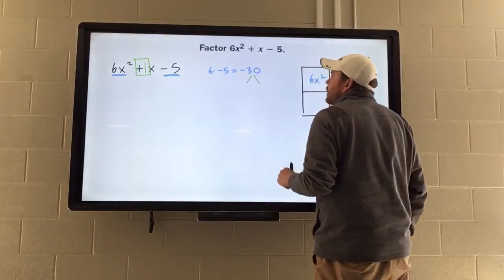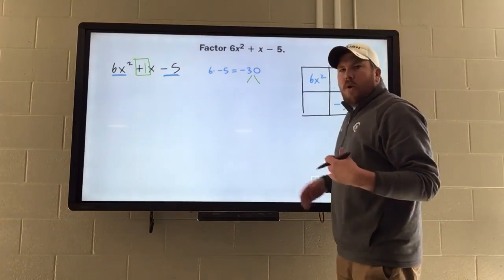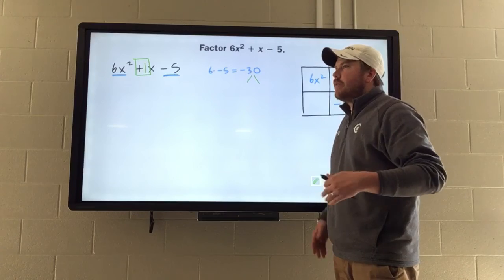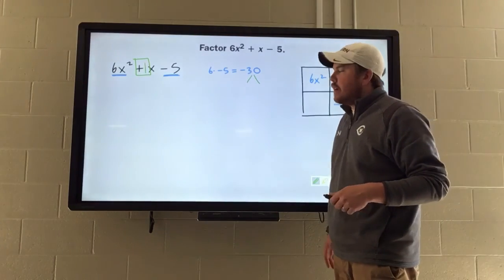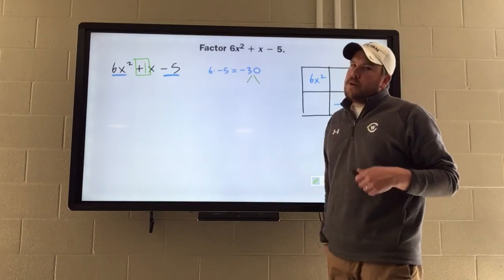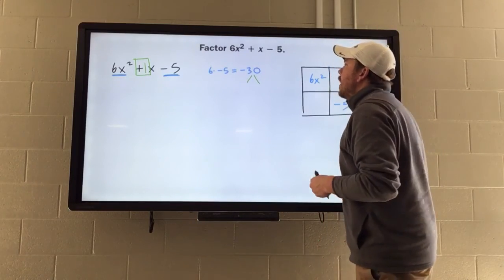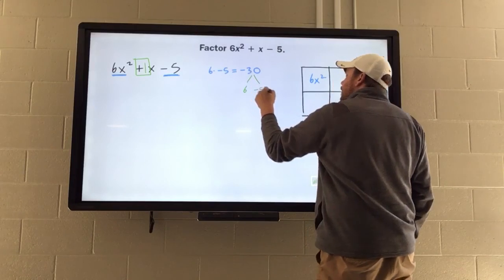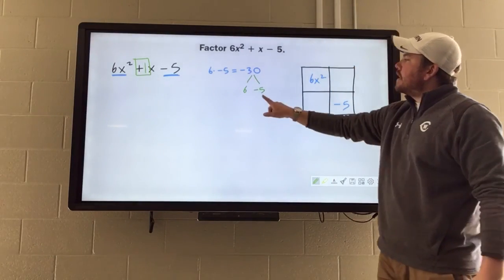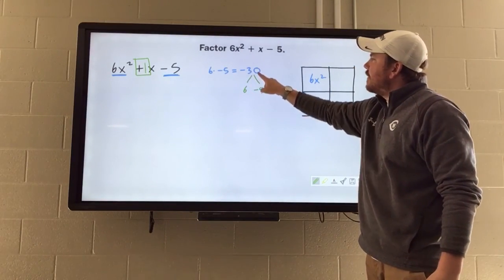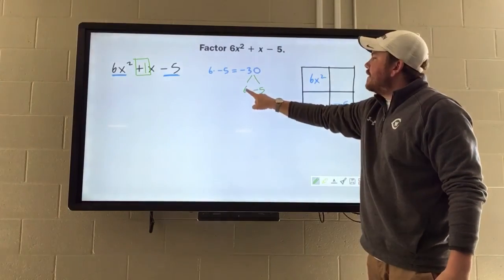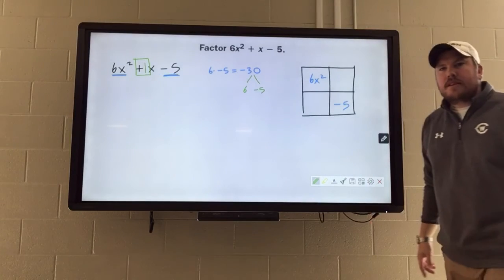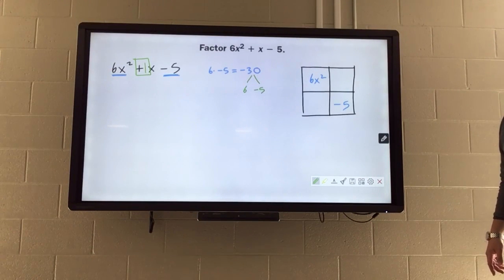So I go through my factors of -30. You know, 1 times -30, that would add to -29, that doesn't work. -1 times 30 adds to +29, that wouldn't work. 2 and 15 won't work, 3 and 10 won't work. We're gonna get all the way down to 6 times -5. Now 6 times -5 works because 6 times -5 gives me -30, and 6 plus -5 gives me +1. So those are the numbers I want to use.